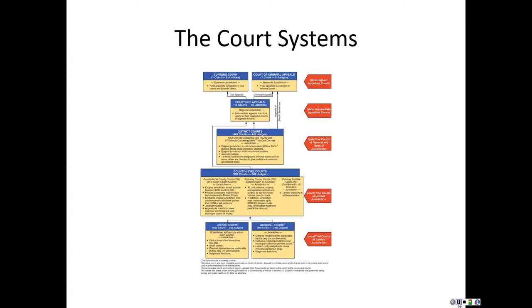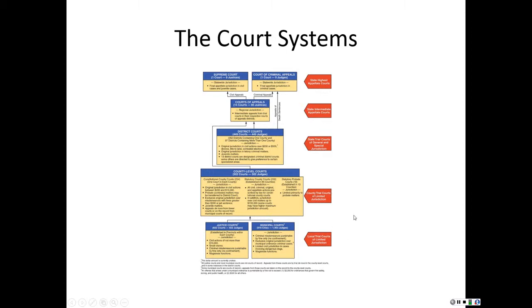I put in a chart here. This is how the court system works in Texas. In Texas, we have a 3-level court system. We have the trial court level, we have the appellate court level, and then we have our highest court, our court of final review. 3 levels, and looking at this chart, I understand this is kind of confusing because it looks like there's 5 levels. In reality, there's only 3.